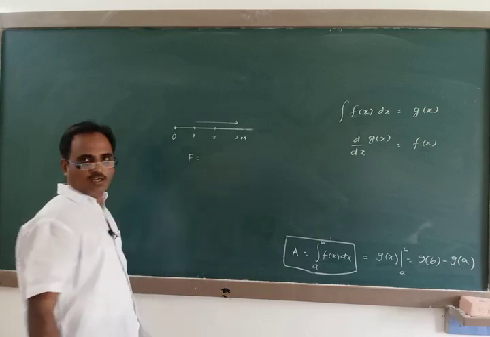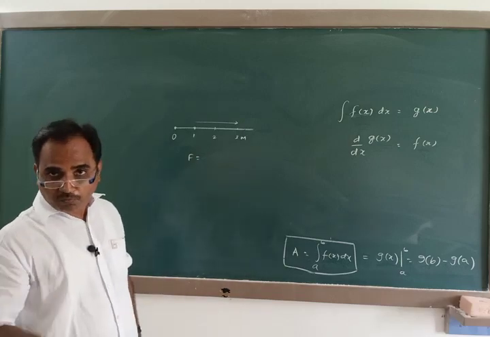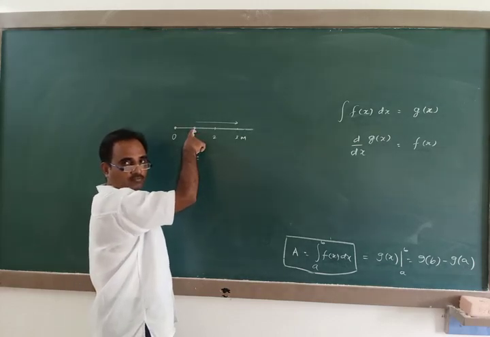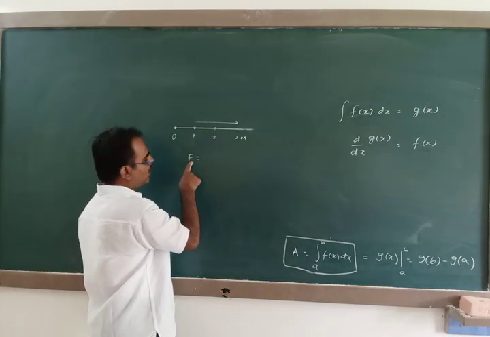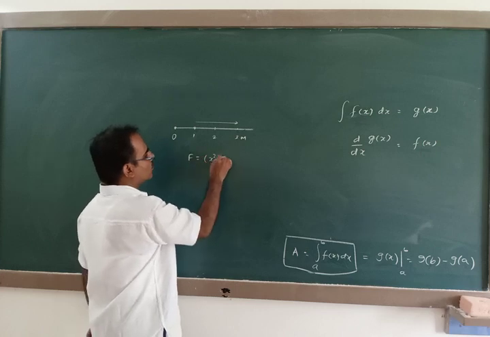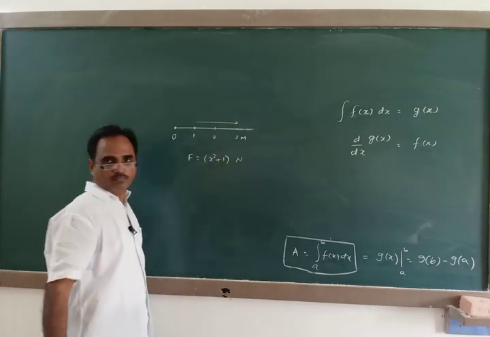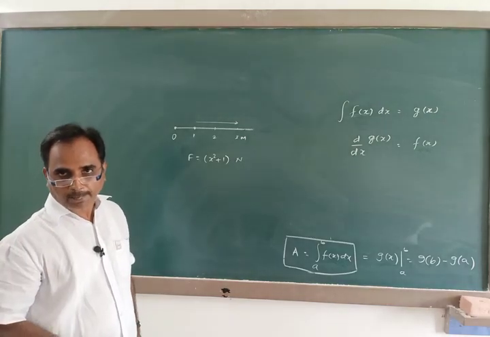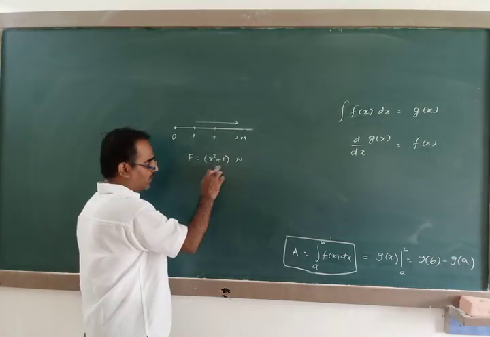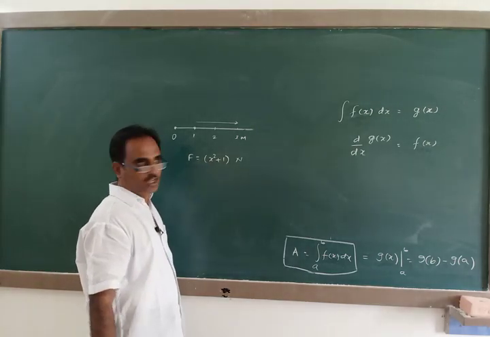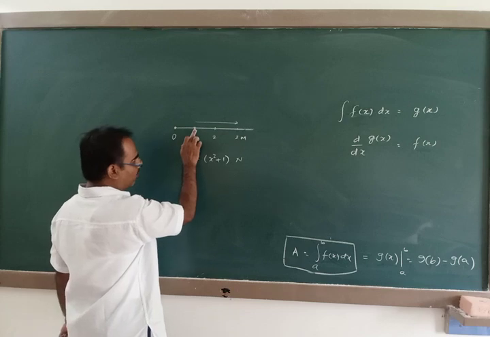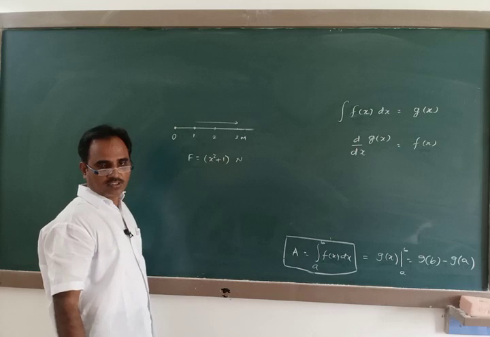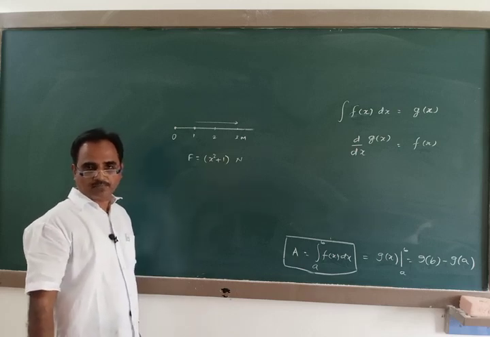Here, a variable force acts on a body at x is equal to 1 meter. This variable force varies with the distance. It is given by x square plus 1 Newton. So a variable force acts on the body. What is the work done by the force while the body displaces through 3 meter? The examination question will be asked like this.